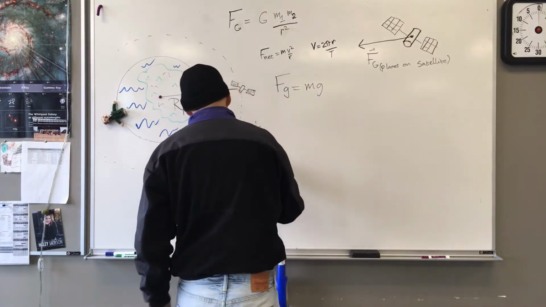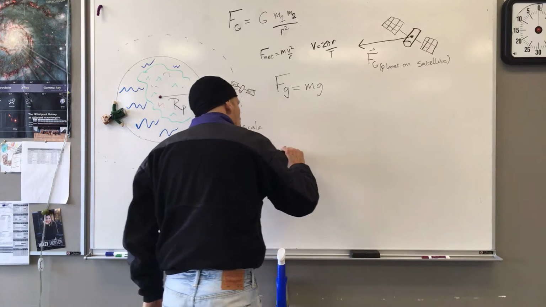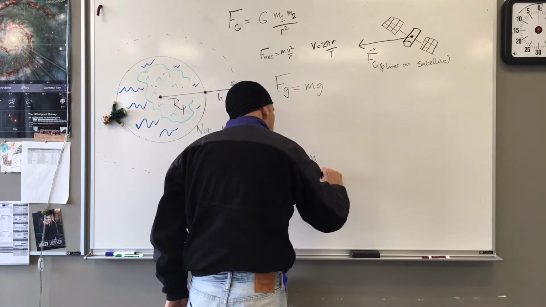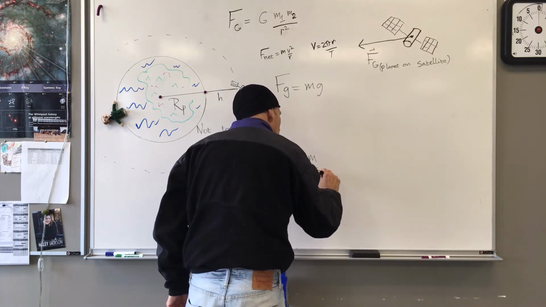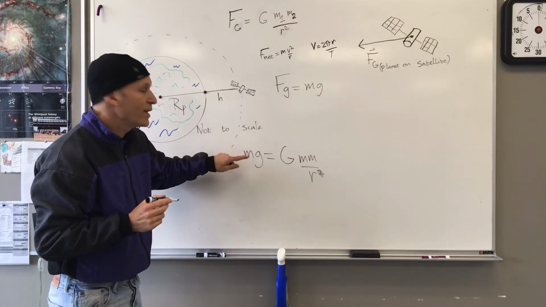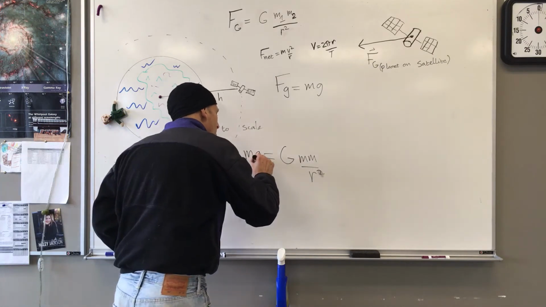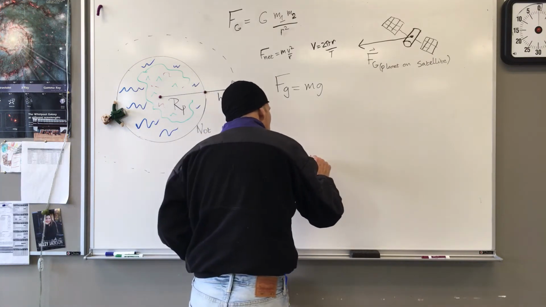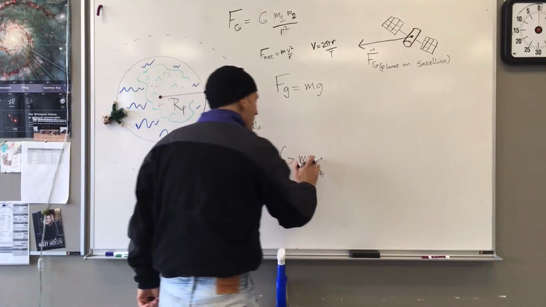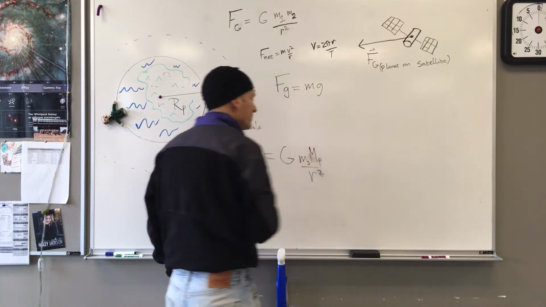So we can say that mg equals G m M over r squared. So the thing that we're interested in, the satellite in this case, is this m. So let's label that m sub s for mass of the satellite. The planet is the other object, so let's label that capital M with a P.